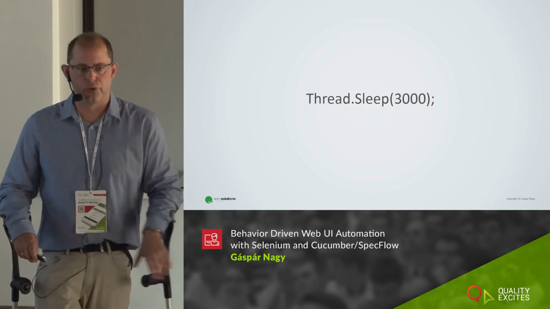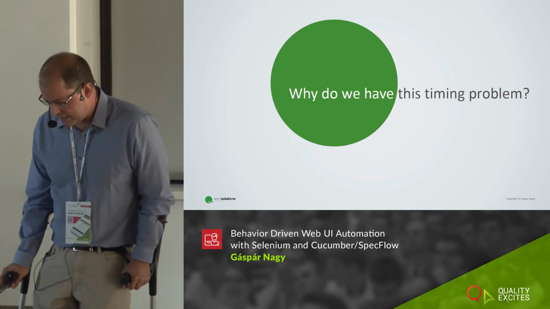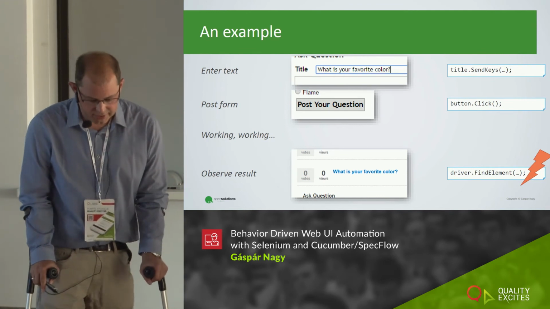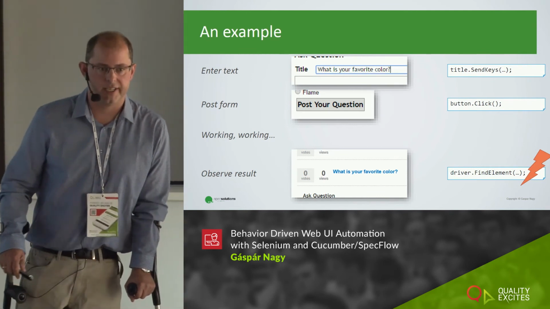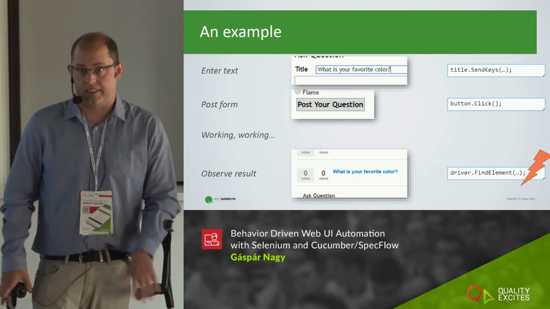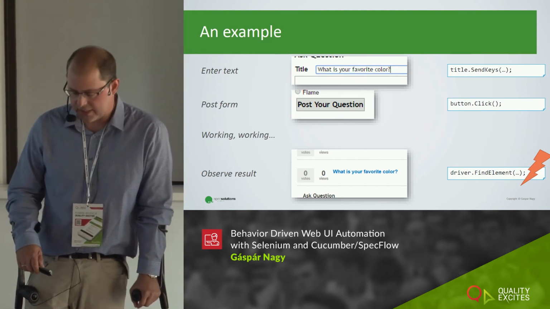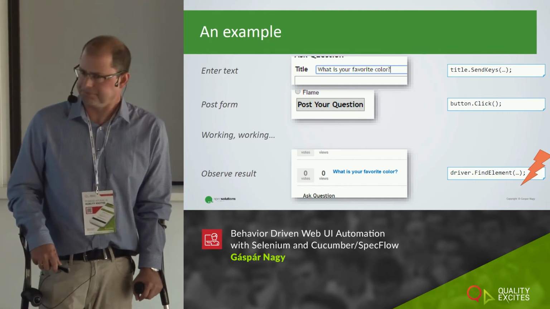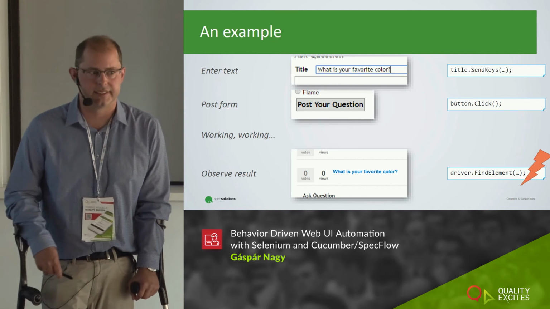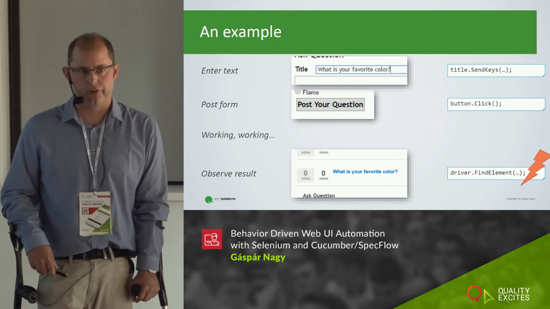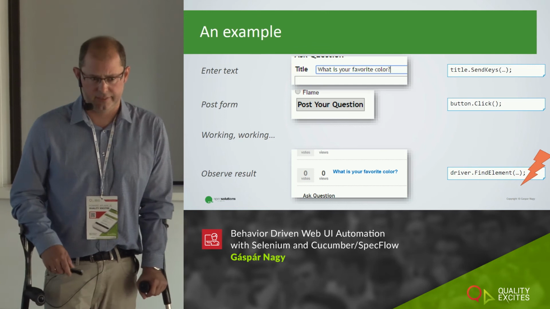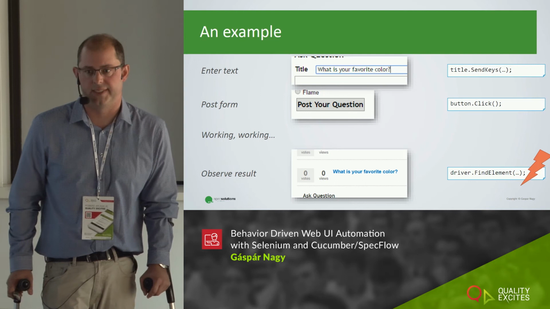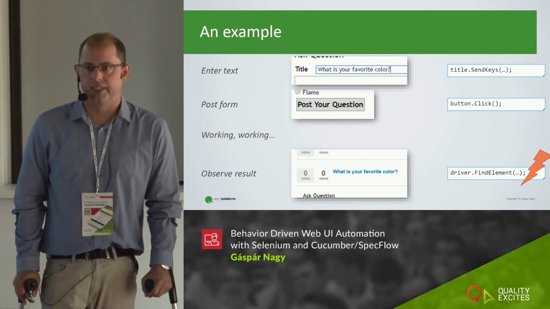So let's see a concrete example. So let's try to understand why do we have these timing issues. Let's see it through a concrete example. So let's imagine a concrete scenario like that I'm entering some text. I'm a user. I'm entering some text into this title text box, and I finally post the form. I'm clicking this button. And let's say that a lengthy processing is coming. So the system is working, and suddenly I get a result, and I, as a user, can observe that the result is there. So finally, my question is posted to the website. So this is what we need to automate.